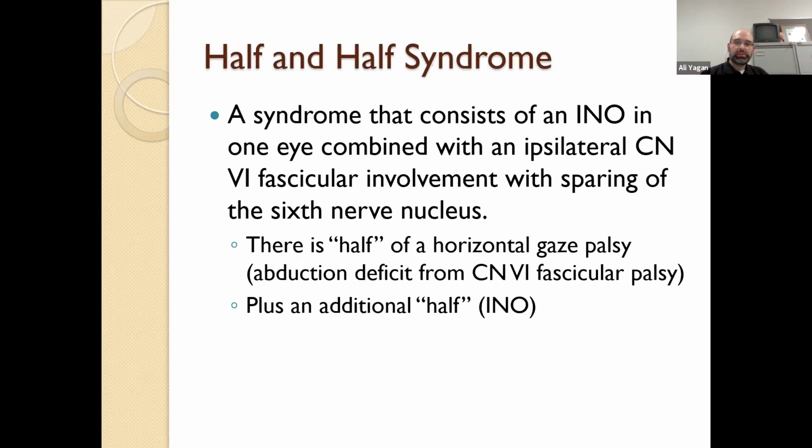Half and half is when you have a sixth nerve palsy, a pure sixth nerve palsy on one side, and an MLF problem on the other side causing an INO. So you don't get abducting nystagmus in the other eye because the eye doesn't move because of the sixth nerve. So you have half a gaze palsy, and half the INO makes the other half. And again, it's very similar to a gaze palsy, but usually you can differentiate with neuroimaging, where you can see where the lesion is.